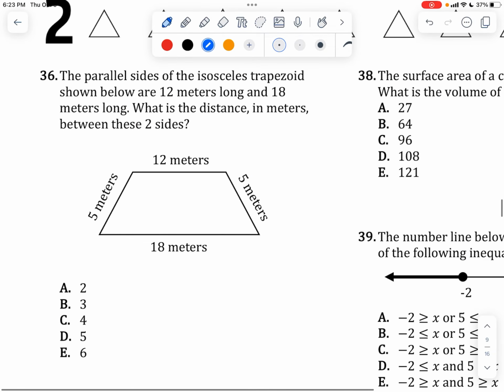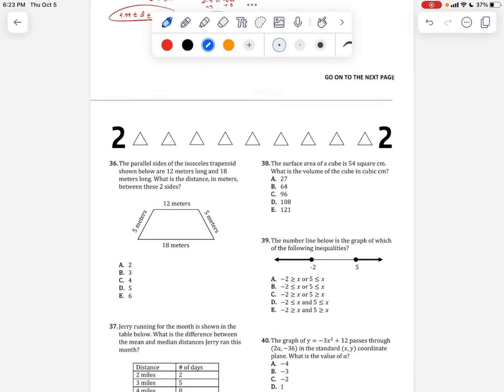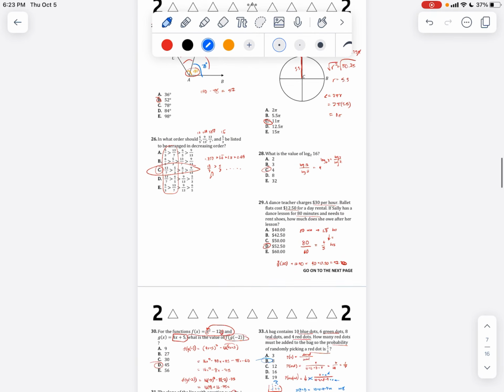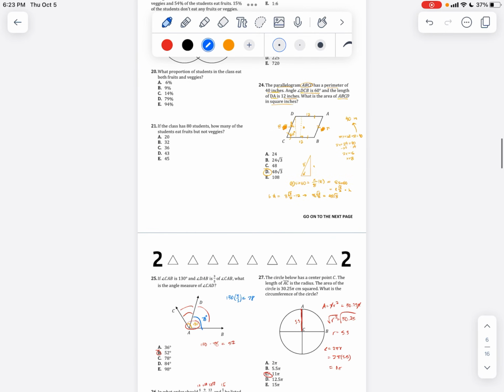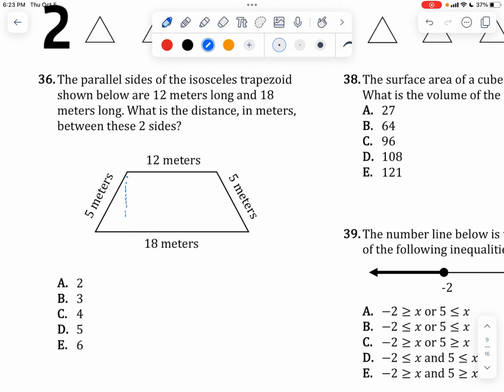The parallel sides of the isosceles trapezoid shown below are 12 and 18. What is the distance in meters between these two sides? So this is similar to problem number, where is it? 24. So it's really the same solution. You're just going to turn this into a right triangle, a similar solution, not the exact same. So we know this is 5. Since this is 12 and this is 18, the difference is obviously 6.